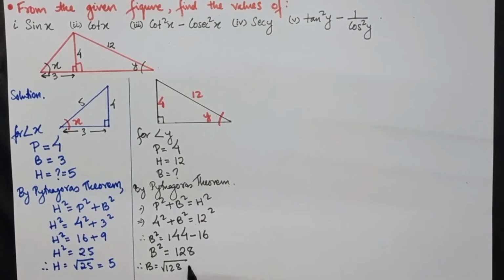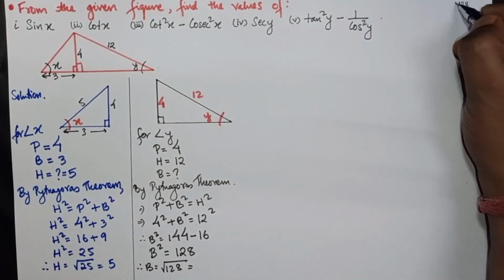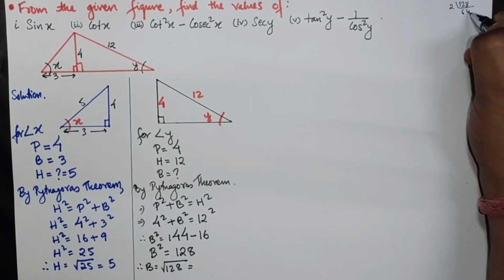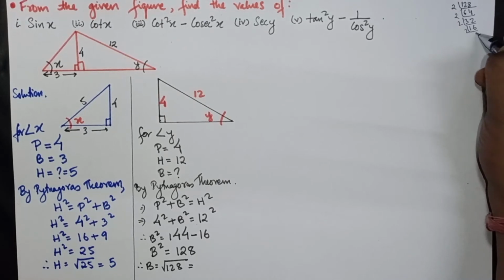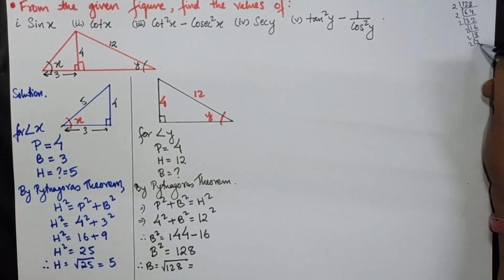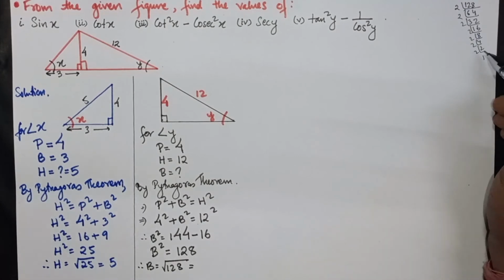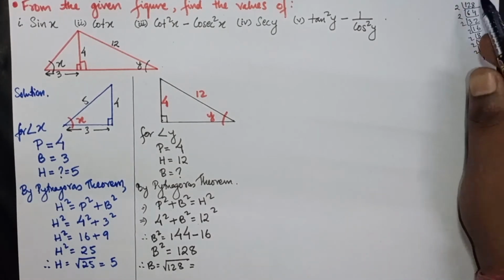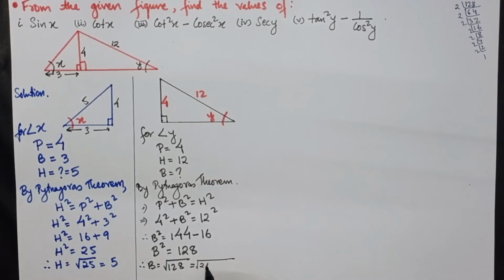I think 128 will not come in square here, so we have to do LCM. So let's do the LCM of 128. 2 6s are 12, 2 4s are 8, 2 3s are 6, 2 2s are 4, 2 16s are 32, 2 8s are 16, 2 4s are 8, 2 2s are 4, 2 1s are 2. So how many 2s did we get? You can see here 1 2 3 4 5 6 7, 7 2s are there. So square root of 1 2 3 4 5 6 7.